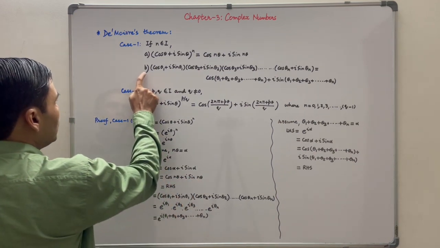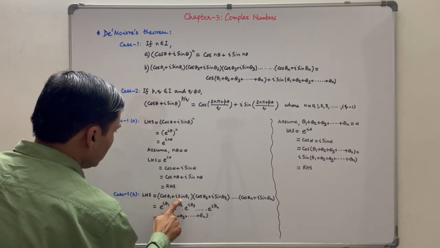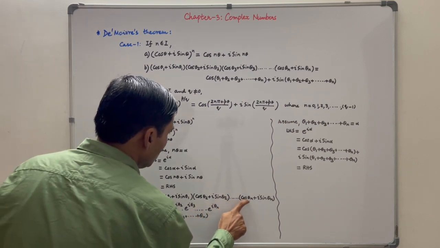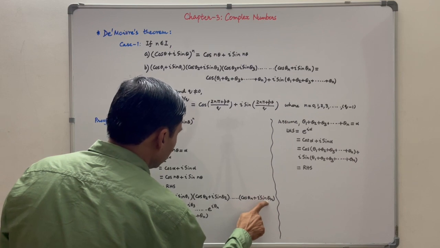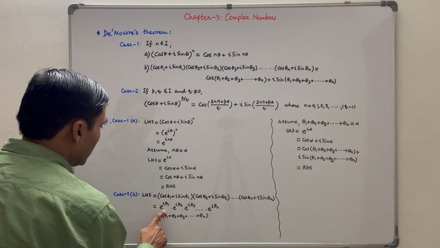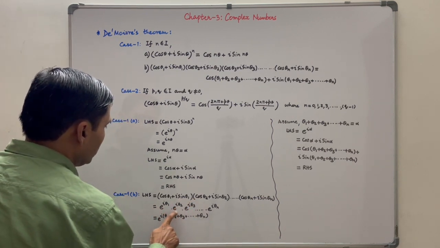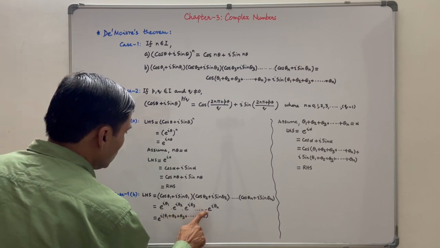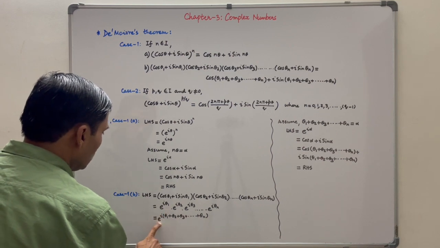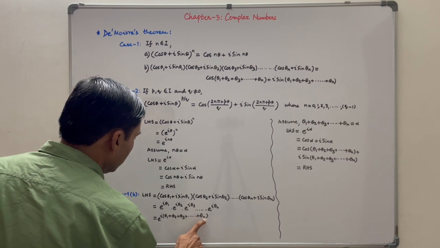Now let us see the proof of this. Left hand side is cos theta 1 plus i sin theta 1 into cos theta 2 plus i sin theta 2, and so on up to cos theta n plus i sin theta n. Cos theta 1 plus i sin theta 1 is equal to e to power i theta 1. Cos theta 2 plus i sin theta 2 is equal to e to power i theta 2, and so on up to e to power i theta n. This can be written as e to power i theta 1 plus theta 2 plus theta 3 plus and so on up to theta n.